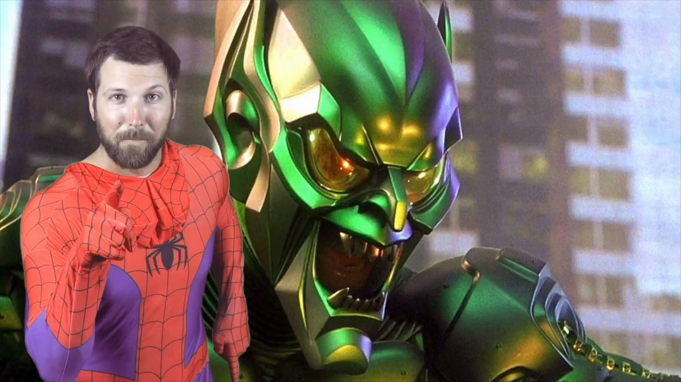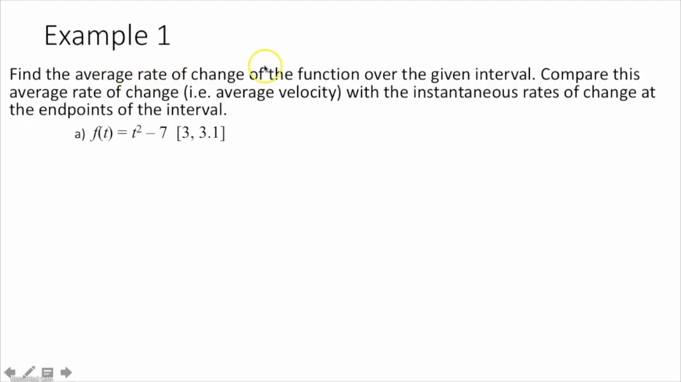It's example time. Example 1 says find the average rate of change of the function over the given interval. Compare this average rate of change, or average velocity, with the instantaneous rates of change at the endpoints of the interval. So here's our function, and here is our given interval. Now, this is our time, which means we need to get the position of our function at those specific times. So we need to plug in each of these endpoints.